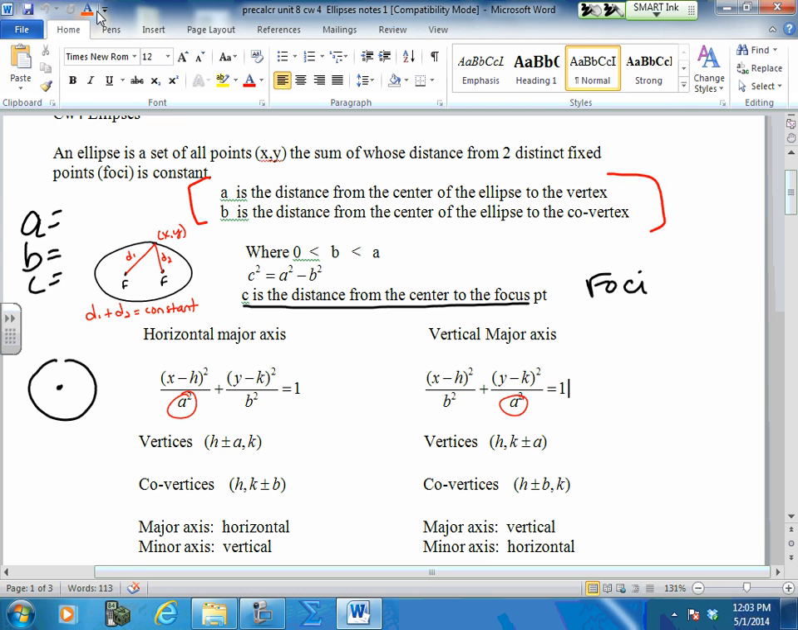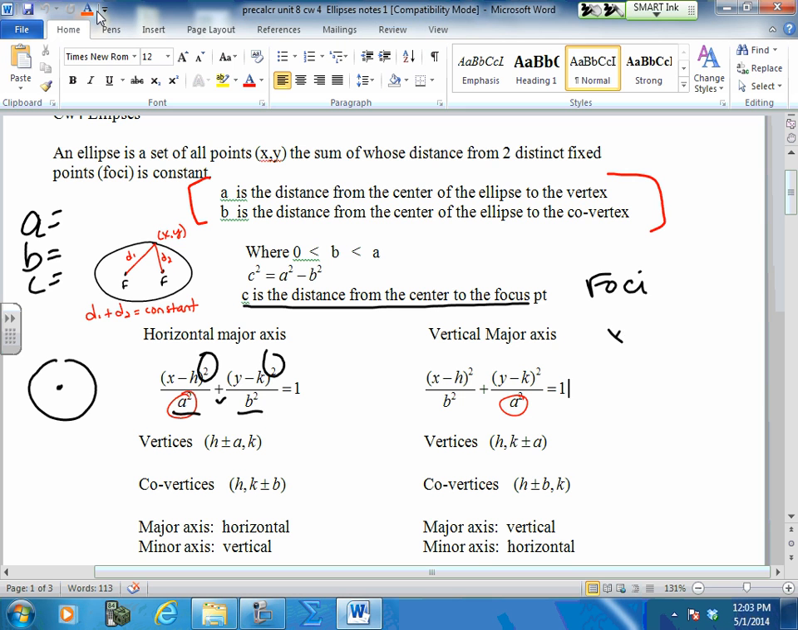Now how to tell the difference is, notice they're both squared. The parabola only has one variable that's squared. And we have a plus sign. That could make it a little bit like a circle. But what makes it different from the circle is the fact that A and B are going to be different values. If they were the same, we could multiply out by that and we would have a circle.